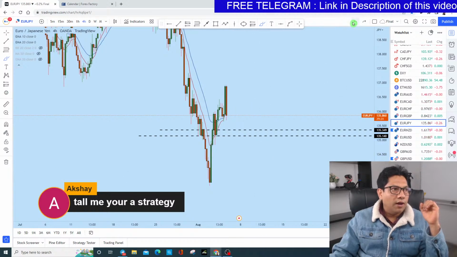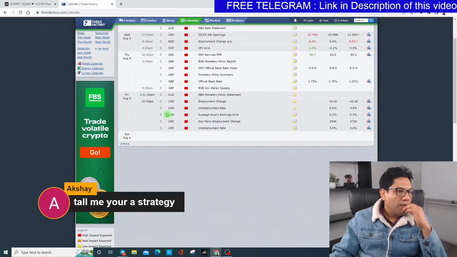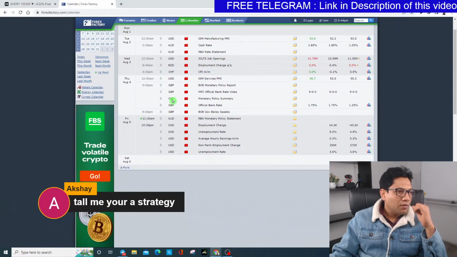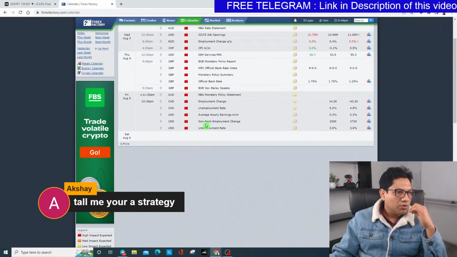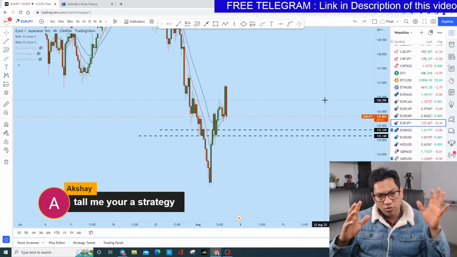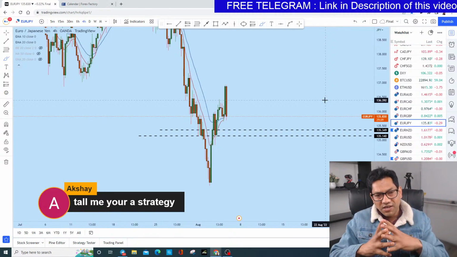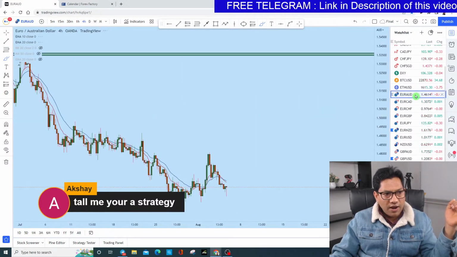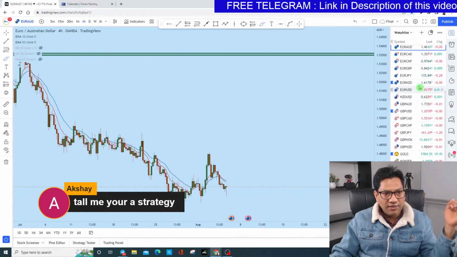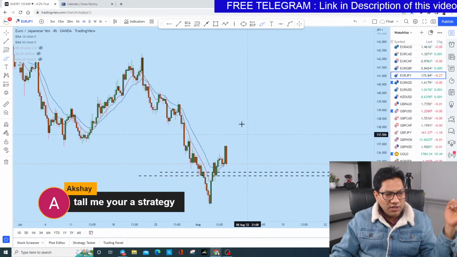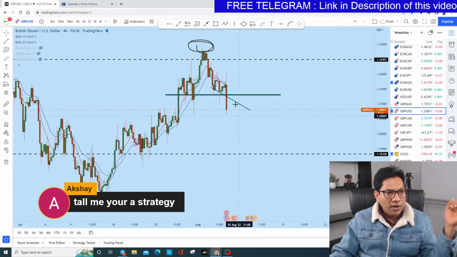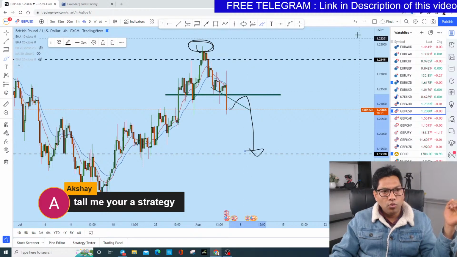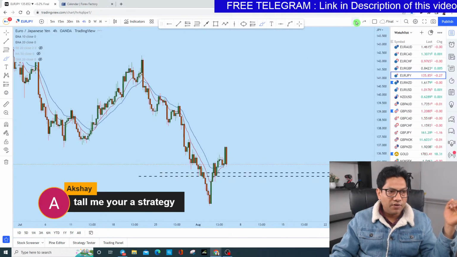You know that NFP is coming tomorrow. There is a lot of volatility. So today the price might move a little bit sideways. It's already dropping, and after this big move we might see a sideways movement, and then a bigger move after or during NFP.